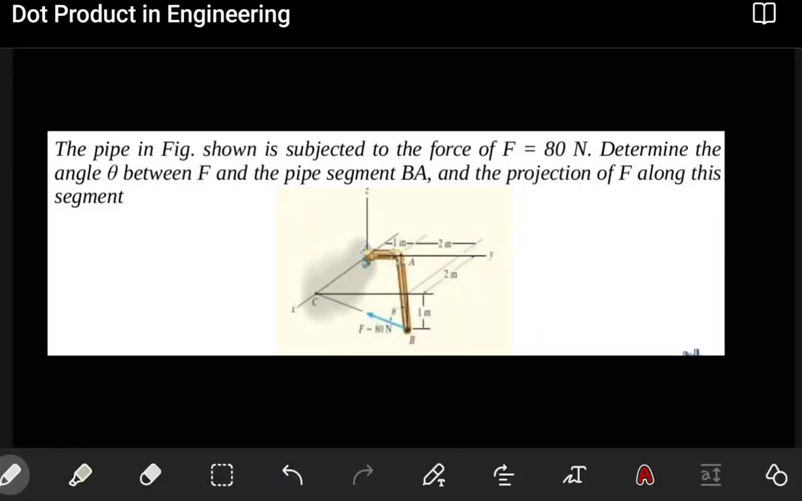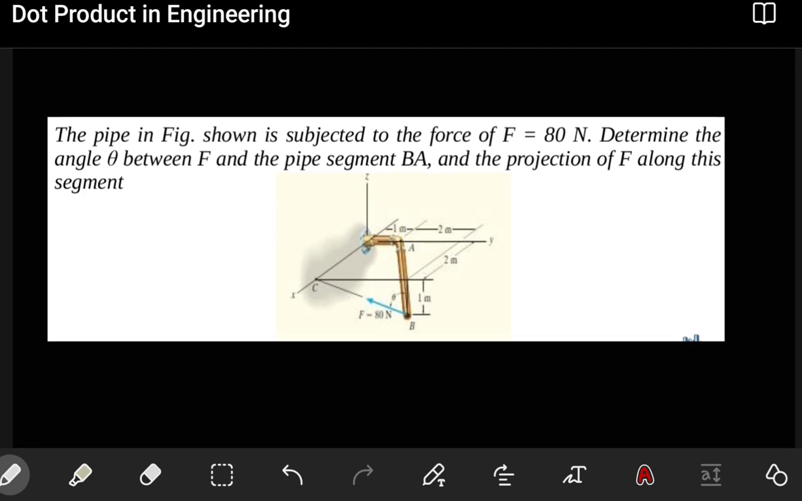Hi guys, in this tutorial we're going to look at the dot product. At the end of the tutorial you should be able to work out a question like this one, which is basically just the application of dot product to work out an engineering question. Now what is a dot product?